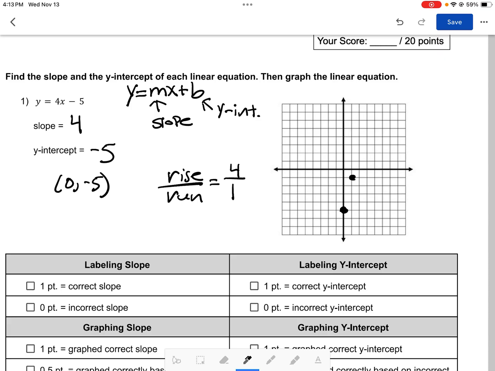Go to the right 1. I'm going to do that again. From this point, I'm going to count up 1, 2, 3, 4, and to the right 1. Oops, that is not a good line. And then I am going to draw my line through those points.